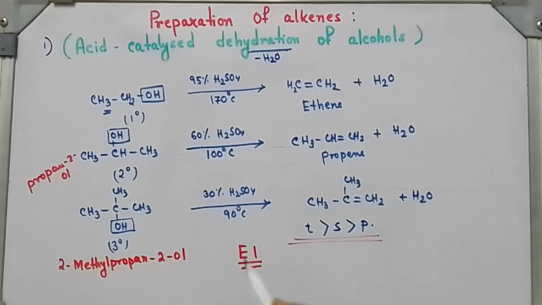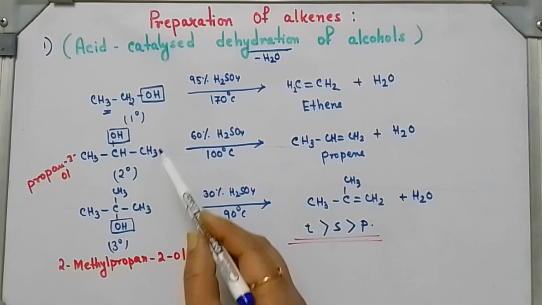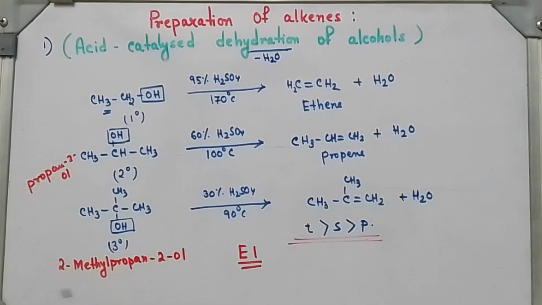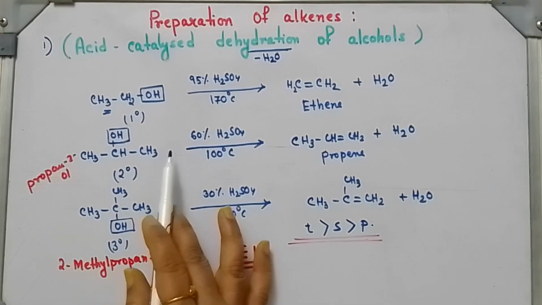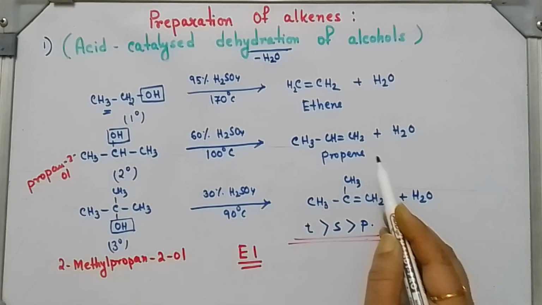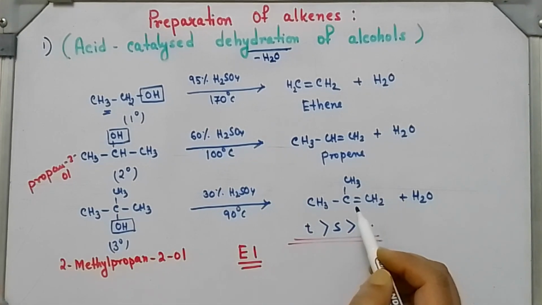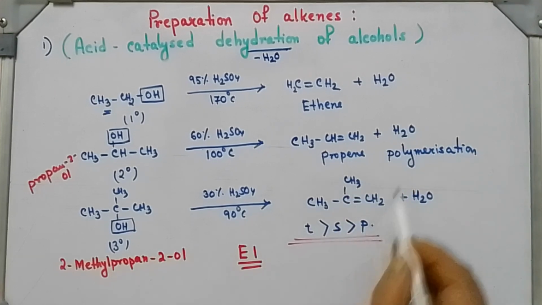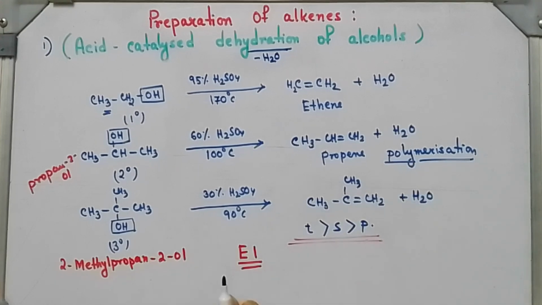Another thing you have to remember: for secondary and tertiary alcohol we are using dilute sulfuric acid, but for primary alcohol we are using 95% sulfuric acid, because alkenes produced from secondary and tertiary alcohols tend to polymerize under the influence of concentrated sulfuric acid. If you use concentrated sulfuric acid here, polymerization of these alkenes takes place. To avoid this polymerization reaction, you have to use dilute sulfuric acid for secondary and tertiary alcohol.